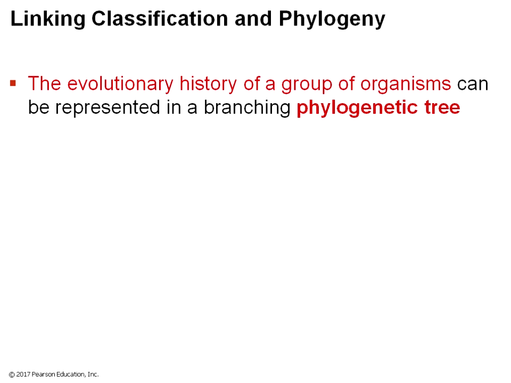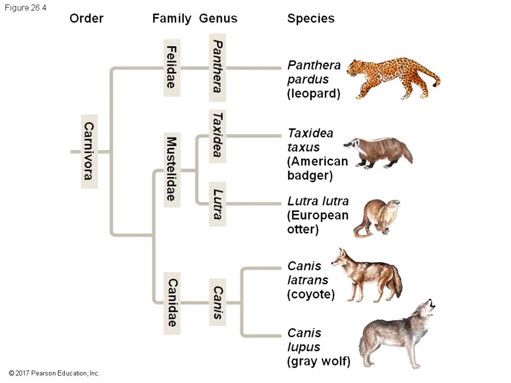The evolutionary history of a group of organisms is represented by a branching phylogenetic tree. And we're going to look at several different trees in this chapter. This gives you an idea of basically what we just looked at, starting at order. So here's our order Carnivora, of which our Panthera pardus is a species, but also Taxidea, Taxus, Lutra, the Canis latrans and the Canis lupus are also species that are found within the order Carnivora.